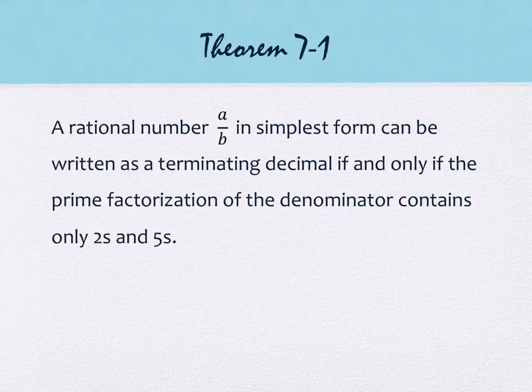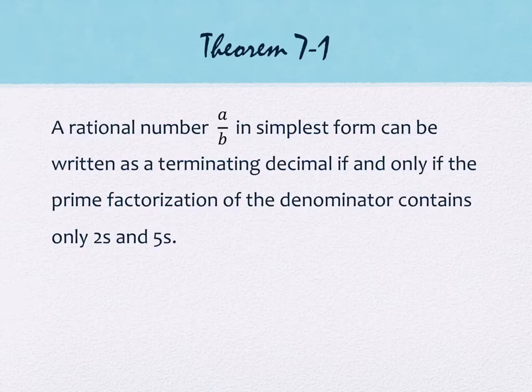So there is a connection as well between fractions and what we're looking at right now, which are called finite decimals. A rational number a over b, from chapter 6, in simplest form can be written as a terminating decimal, that's a finite decimal, it ends, if and only if the prime factorization of the denominator contains only 2's and 5's. It doesn't mean it has to have both, just that those are the only options. So it could have only 2's, only 5's, or some of both.